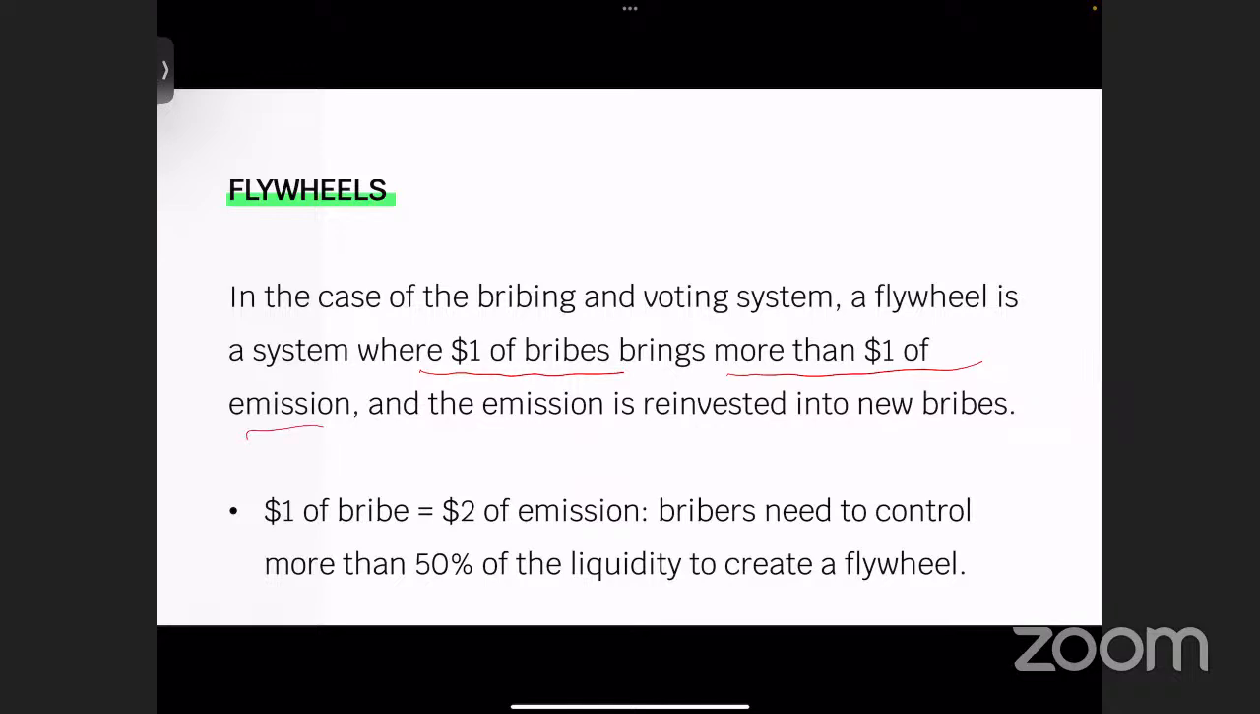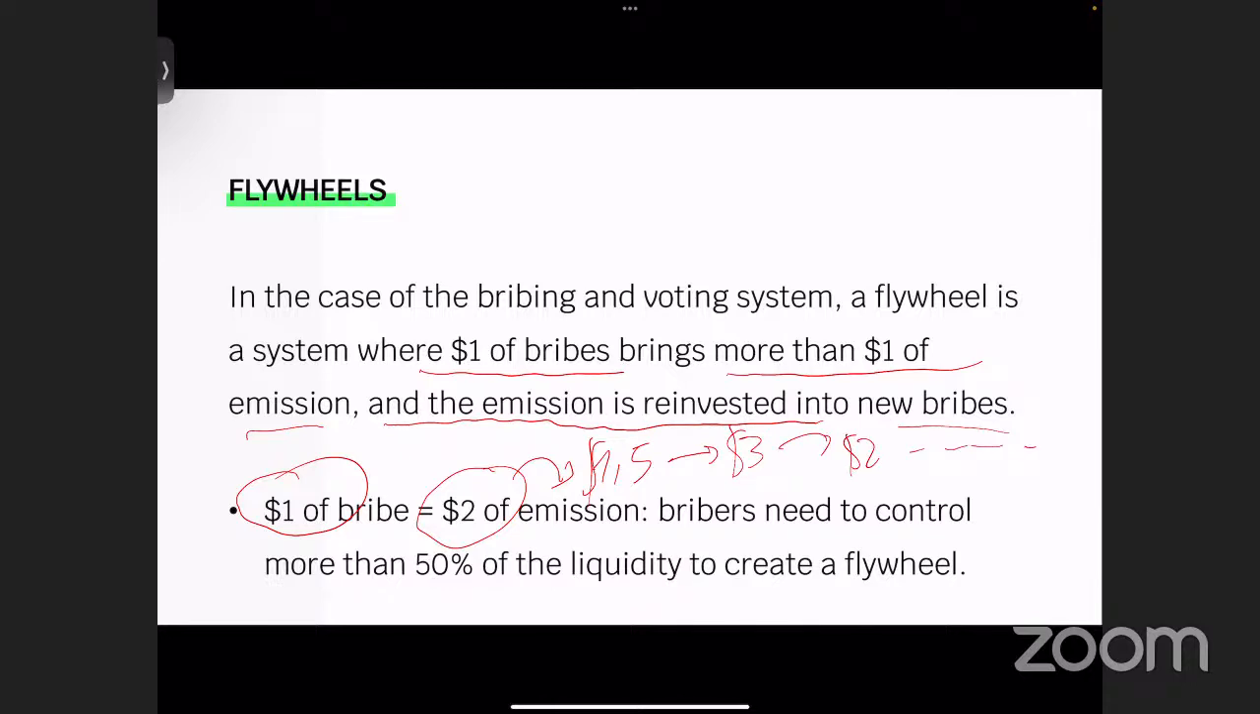And then with the extra emission that you receive, you reinvest it into new bribes. So an example: let's say you put $1 of bribe, you receive $2 of emission, and you reinvest, let's say, $1.5 of bribes the week after. So you're going to receive $3 of emission. Then you reinvest $2, and so on and so on. This is what we call a flywheel. There are many different flywheels in DeFi, but in the case of the bribing and voting mechanism, this is what we call a flywheel.